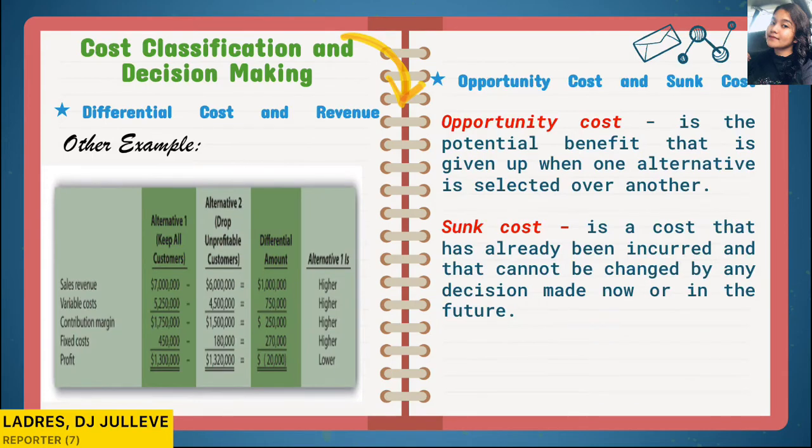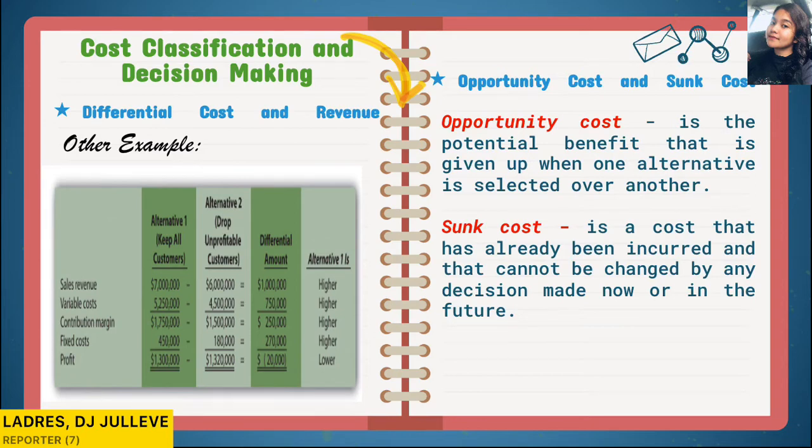Para mas masabtan nata other examples, so please look at the data given. The columns labeled Alternative 1 and Alternative 2 show revenues, costs, and profit for each alternative. The third column, labeled Differential Amount, presents the differential revenues and costs and resulting differential profit. Positive amounts appearing in this column indicate Alternative 1 is higher than Alternative 2.